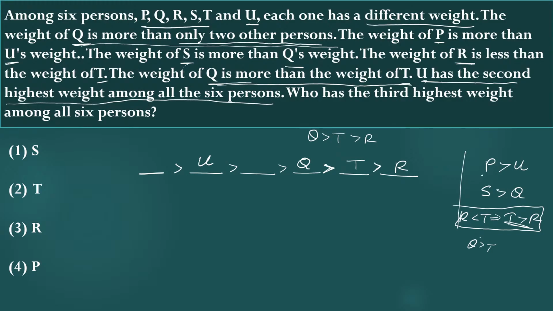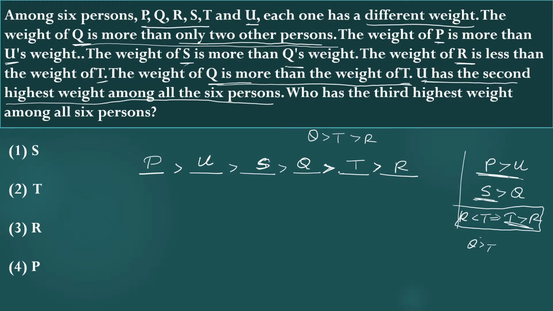One more piece of information is that P is greater than U. So, we can write P here. Only one person is pending, that is S, and it is given that S is greater than Q. If we allot S here, we can see that S is greater than Q. So, this is the weight order of P, Q, R, S, T and U.